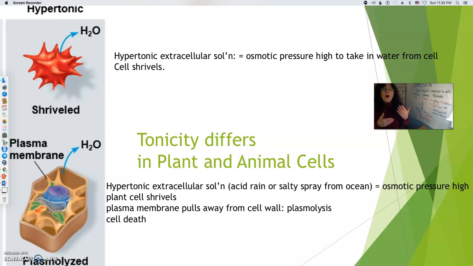So there are conditions that are involved in animal cells and plant cells. The conditions are the same, isotonic, hypertonic, hypotonic, but the clinical outcomes are different, and you'll need to examine that on your report sheet.